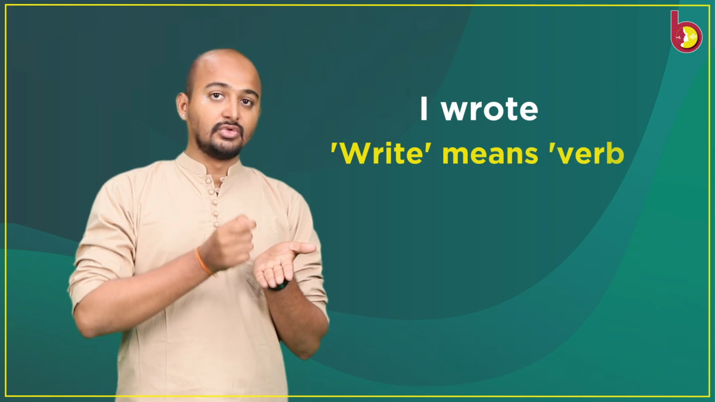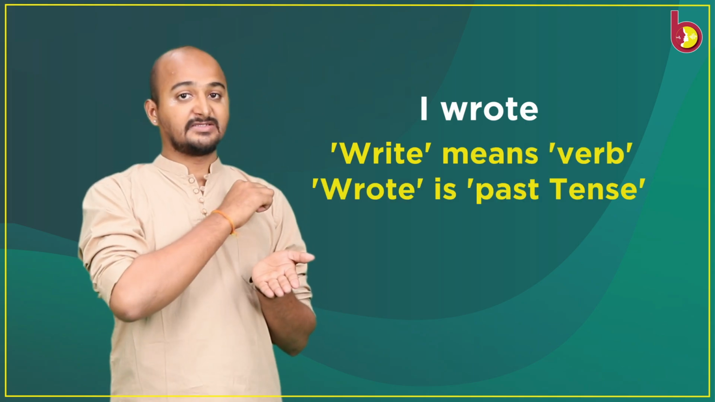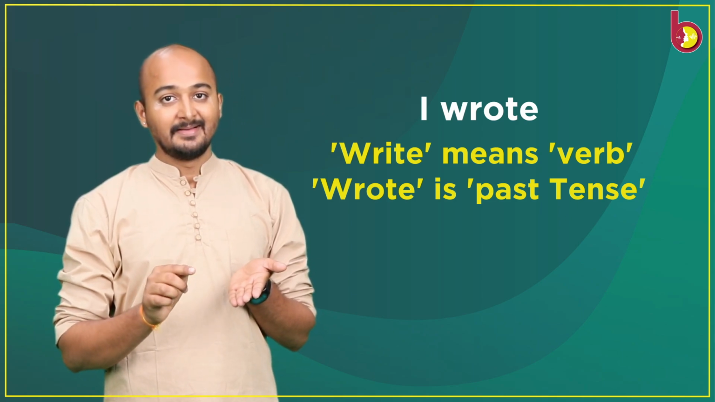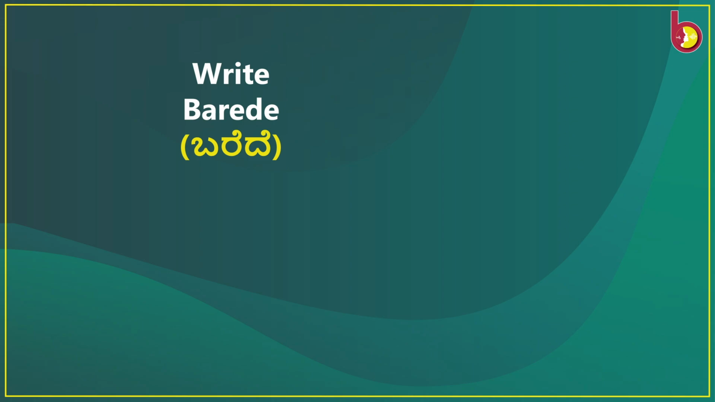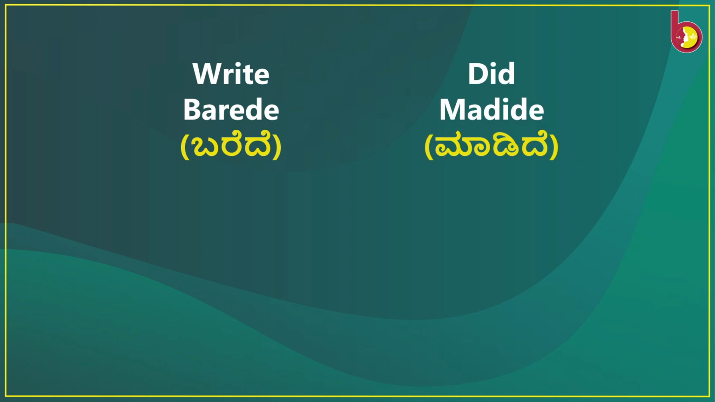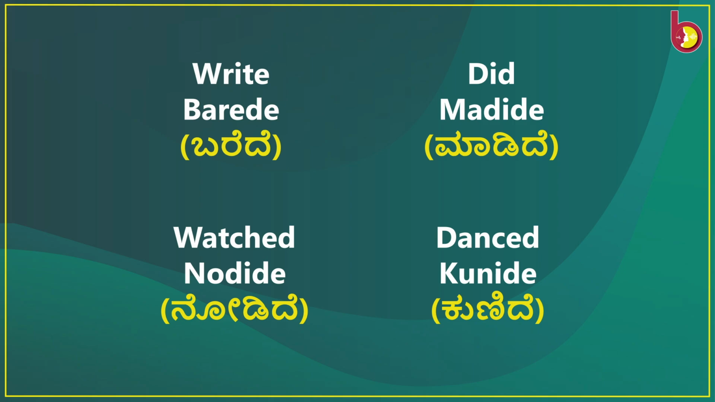Now I am going to explain using first person past tense. For the example, I will give you I wrote. ಬರೆಯುವುದು, write means it is a verb. I wrote means past tense. And also in Kannada, ಬರೆದೆ. So here ಬರೆದೆ and also ಮಾಡಿದೆ and also ನೋಡಿದೆ and also ಕುಡಿದೆ. Also we can tell in past tense.